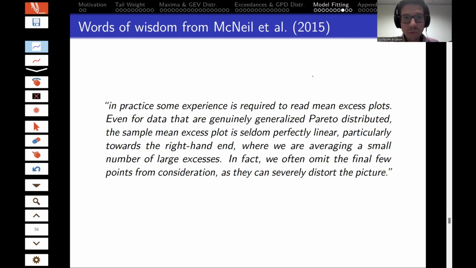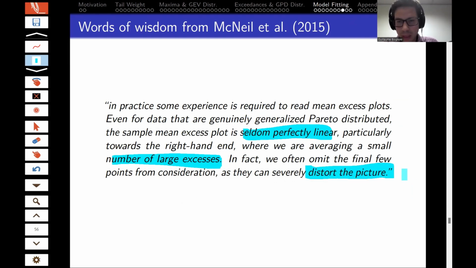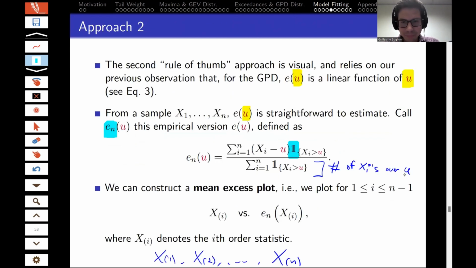Now, here are some words of wisdom from the book I'm using as a main reference. Let me read it. In practice, some experience is required to read mean excess plots. Even for data that are genuinely generalized Pareto distributed, the sample mean excess plot is seldom perfectly linear, particularly towards the right-hand end, where we are averaging a small number of large excesses. In fact, we often omit the final few points from consideration, as they can severely distort the picture. And yes, that makes sense, because once we get towards the biggest order statistics, you're taking the average of only a few data points.